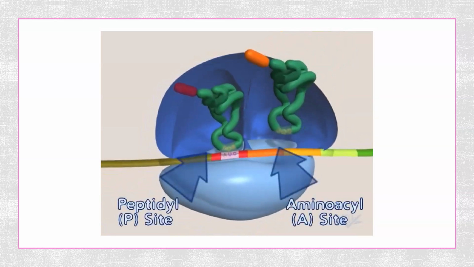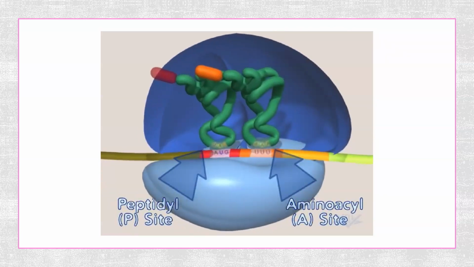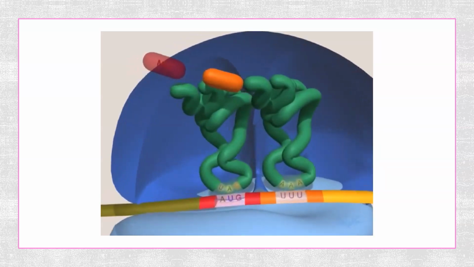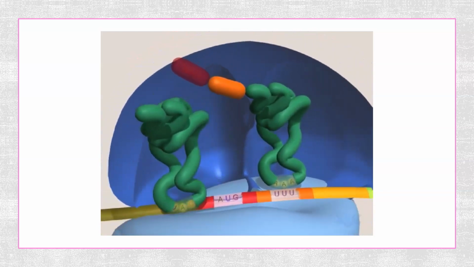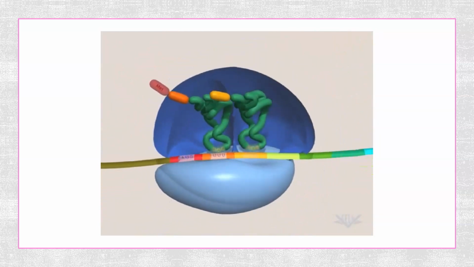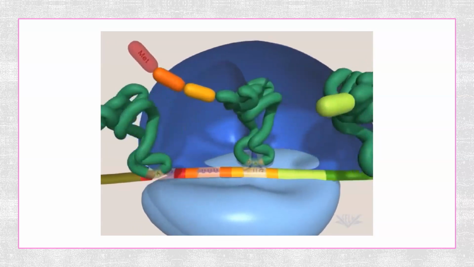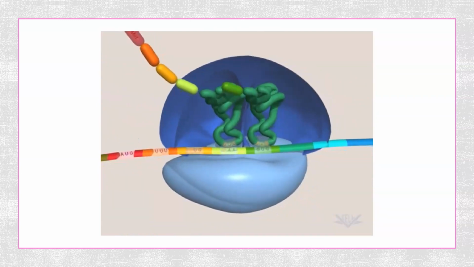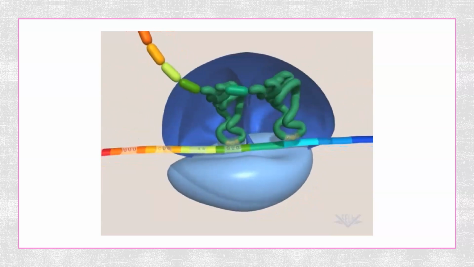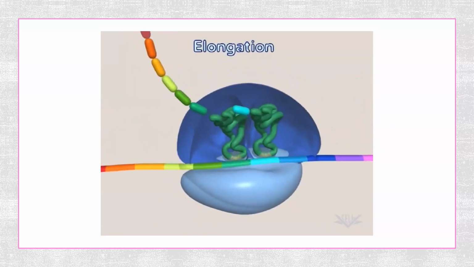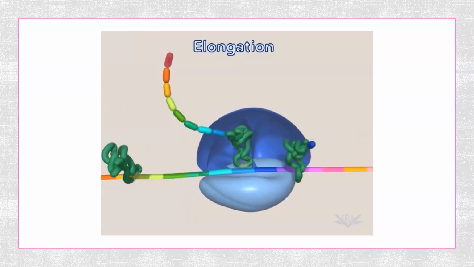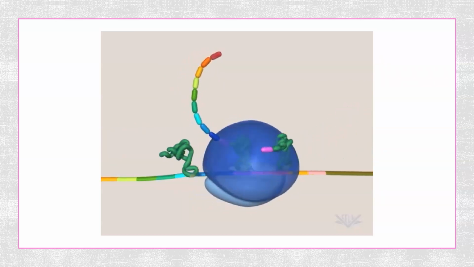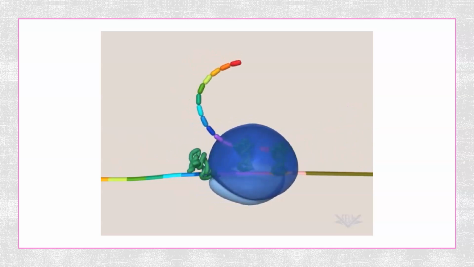The first tRNA occupies the P site. The second tRNA enters the A site and is complementary to the second mRNA codon. The methionine is then transferred to the A site amino acid. The first tRNA exits, the ribosome moves along the mRNA, and the next tRNA enters. These are the basic steps of elongation. As elongation continues, the growing peptide is continually transferred to the A site tRNA, the ribosome moves along the mRNA, and new tRNAs enter.